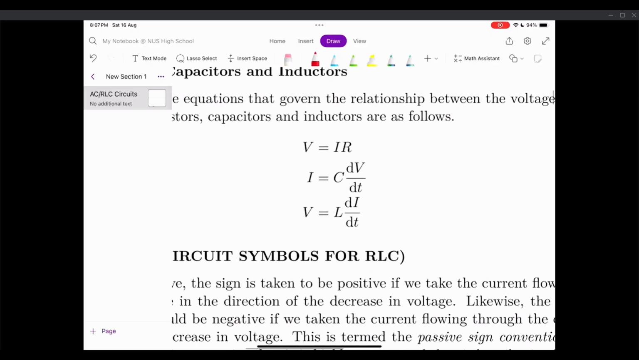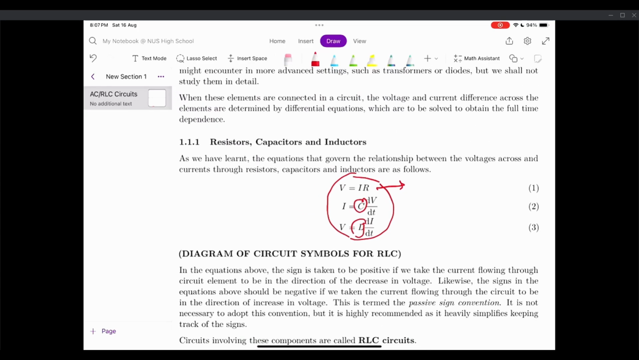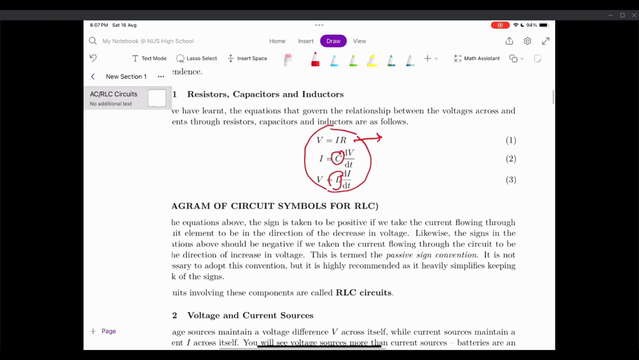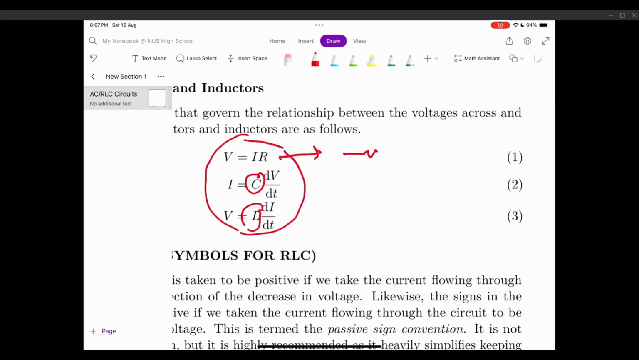To introduce them first, they're governed by these three equations. You should have learned this in the past. This is your Ohm's law. This is your definition of capacitance, and this is your definition of inductance. These are the equations that you're going to be seeing a lot today, and you need to have these by heart. Ignore the fact that there's no diagram, but usually they'll be indicated like this, and like this. These are what they look like in a circuit. So it's good to remember.